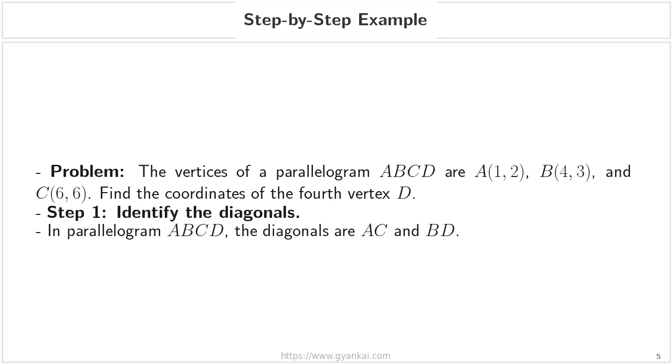To solve this, we'll follow a systematic approach. Our very first step is to identify the diagonals. As we discussed in the previous slides, the diagonals are the lines that connect the opposite corners. In a parallelogram named ABCD, the diagonals are the line segments AC and BD. Identifying these correctly is crucial because the midpoint of AC must be the exact same point as the midpoint of BD.